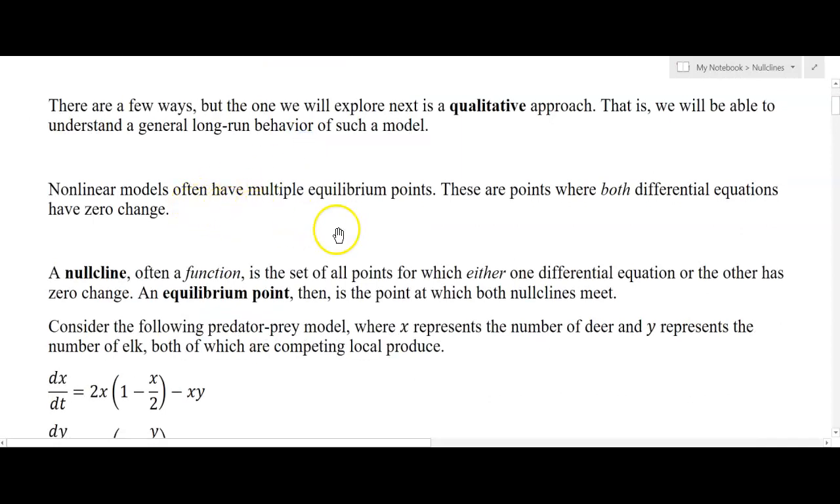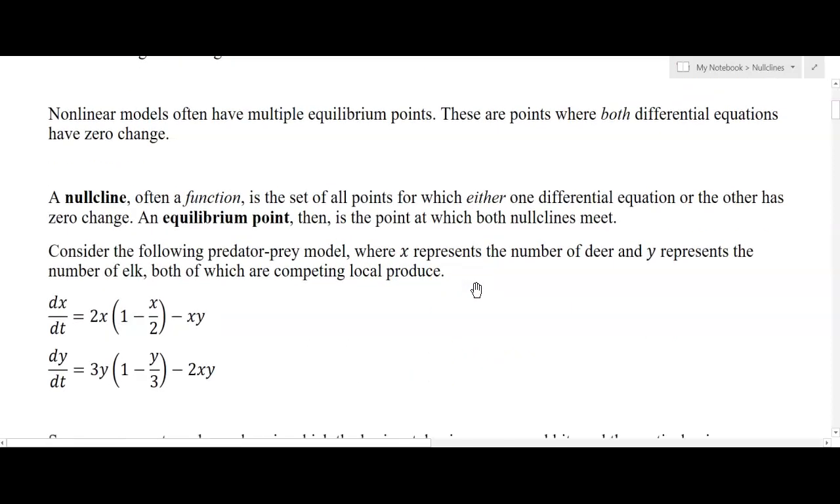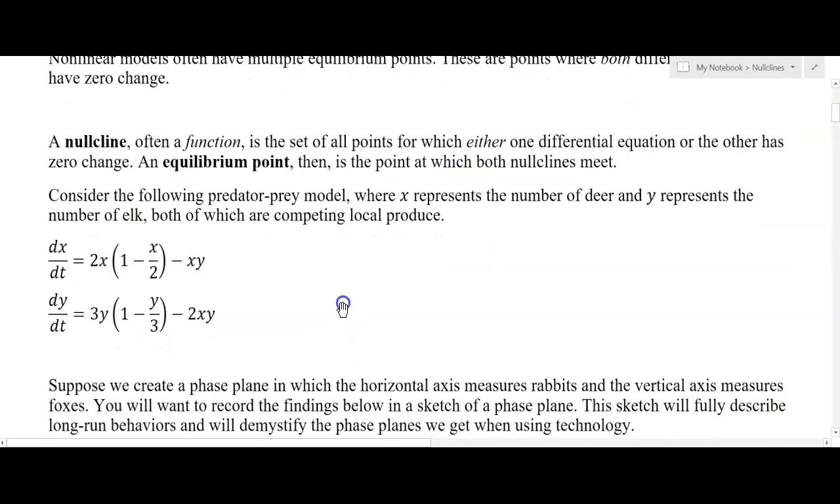Now, nonlinear models often have multiple equilibrium points. We found this before. And so before we get into this, we'll have to look at every single equilibrium point for our system and classify it as a sink, source, saddle point, spiral sink, spiral source, or center. Now let's go ahead and look at a definition that's going to help us build these nullclines. So what is a nullcline?